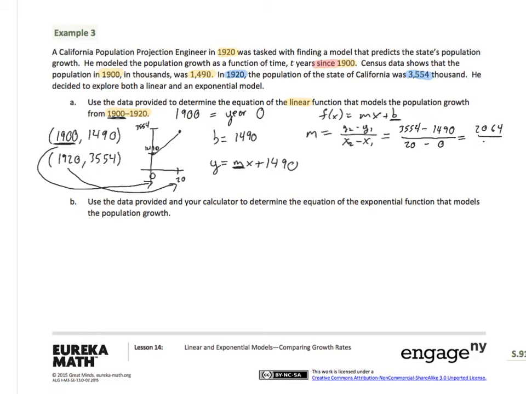2064 over 20. So what is that divided by 20? Well, that will equal 103.2. So that's what m equals. And I already know b, which is 1490. So in that case, I know f of x equals 103.2x plus 1490. And there we have it. That is the linear function.